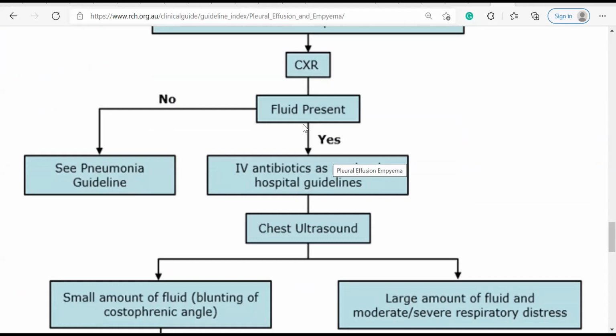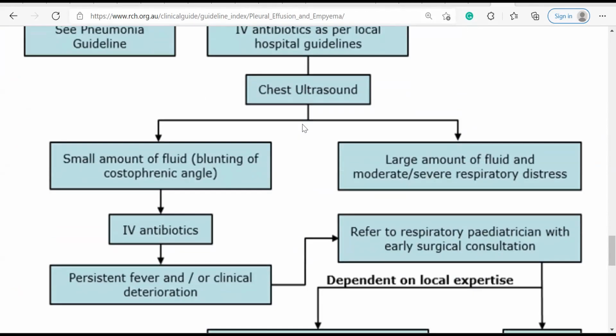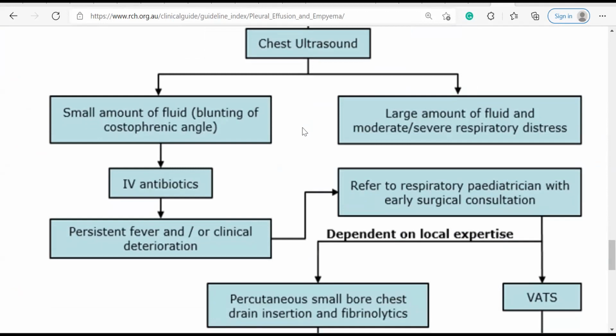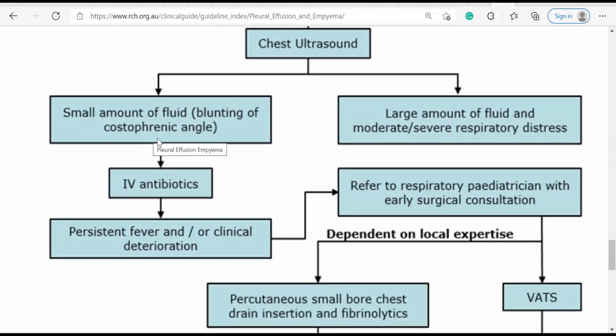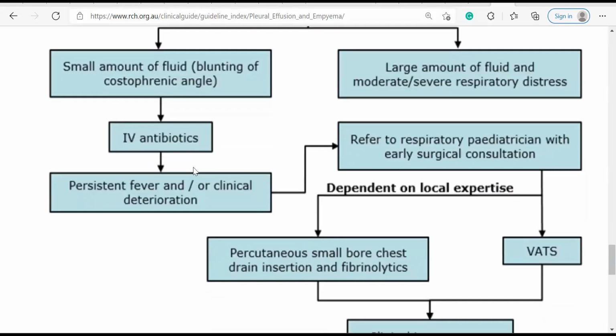So once you know that this patient has fluid, it can be due to empyema, or most likely a parapneumonic effusion. To quantify the amount of fluid in the lung, you need to do a chest ultrasound. If it is a small amount of fluid and the child is not having severe shortness of breath, and after giving antibiotic the child is getting well, you just continue the antibiotic. You don't need to do anything else.